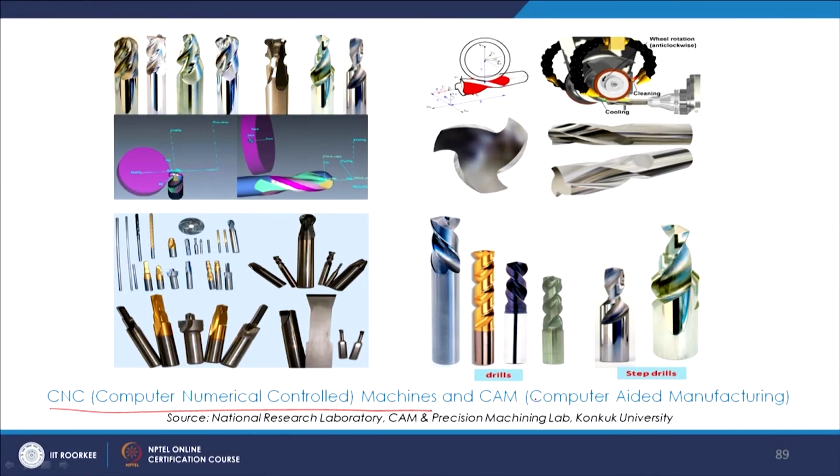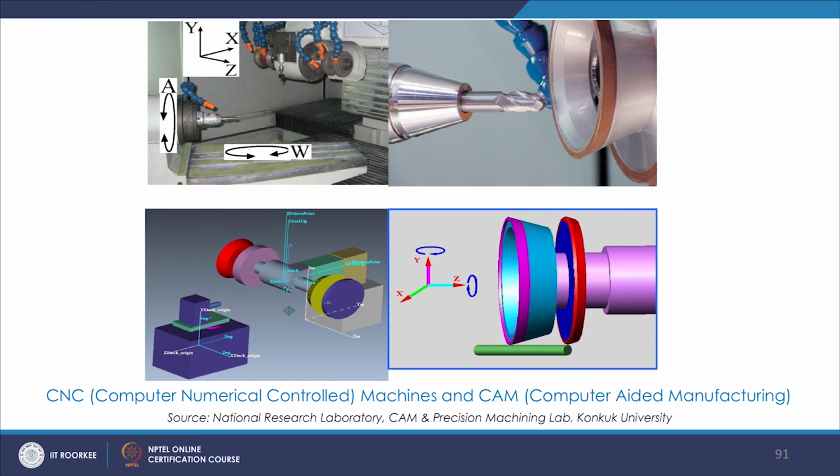So, we talked about computer numeric controlled machines and computer aided manufacturing, and how robotics is also coming into the picture, and a lot of work is now machine done and not hand done, and at times it is a combination of both. Again, some more modern machinery we saw and how it works.